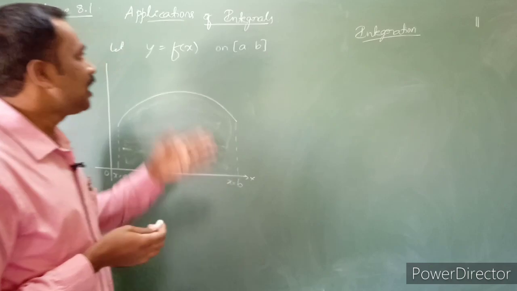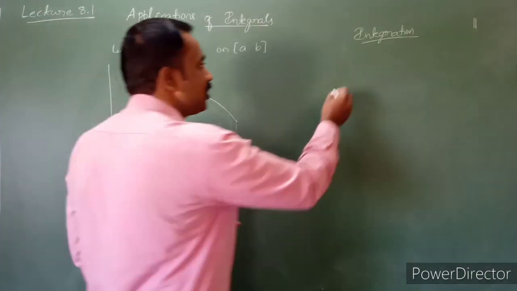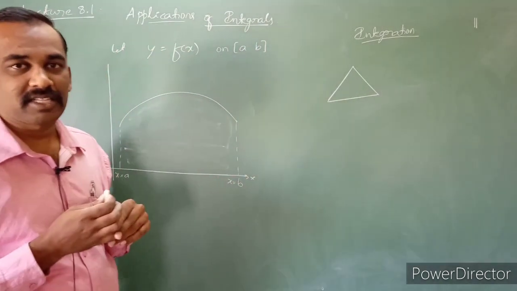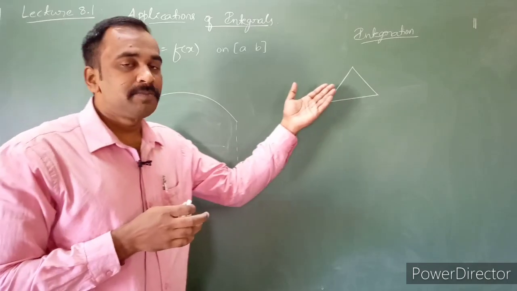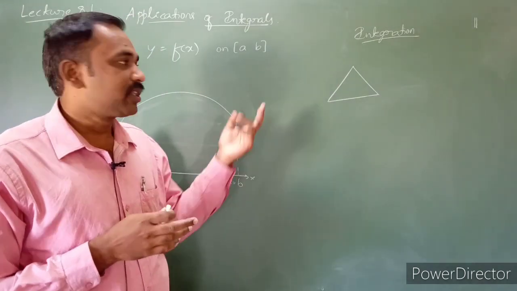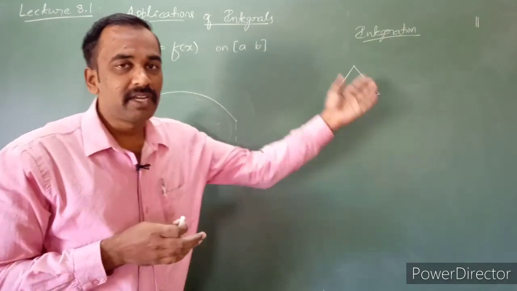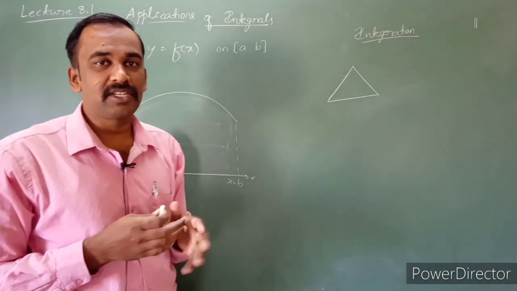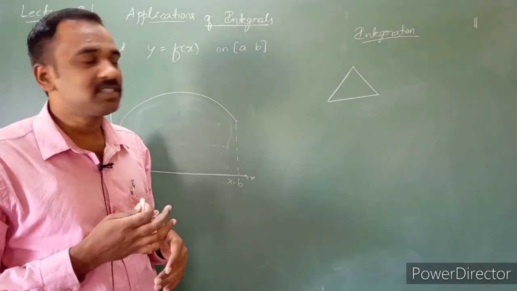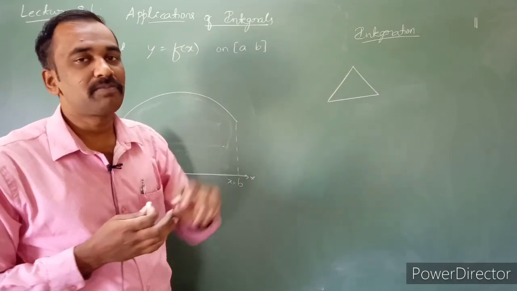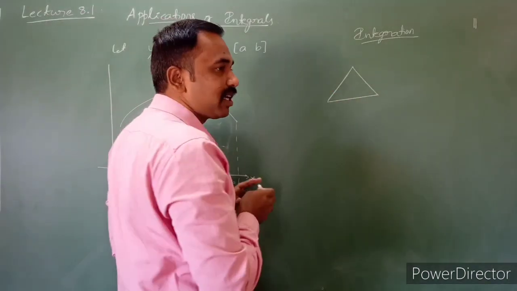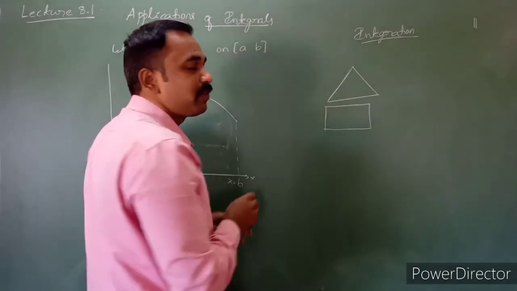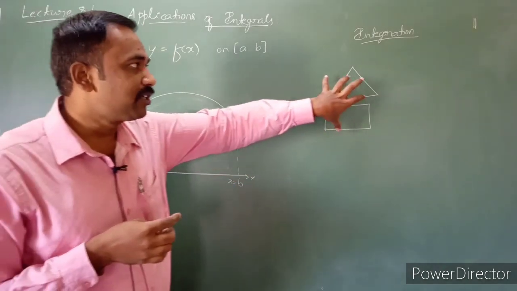For example, if they ask to find the area of a triangle, there are several ways to find it. Whether they give a base and height, side lengths, or coordinates, different cases are there. In all these conditions we can easily find it. Using the determinant also we can find the area of the triangle. Area of a square we can find, area of a rectangle we can find. These are particular shapes.